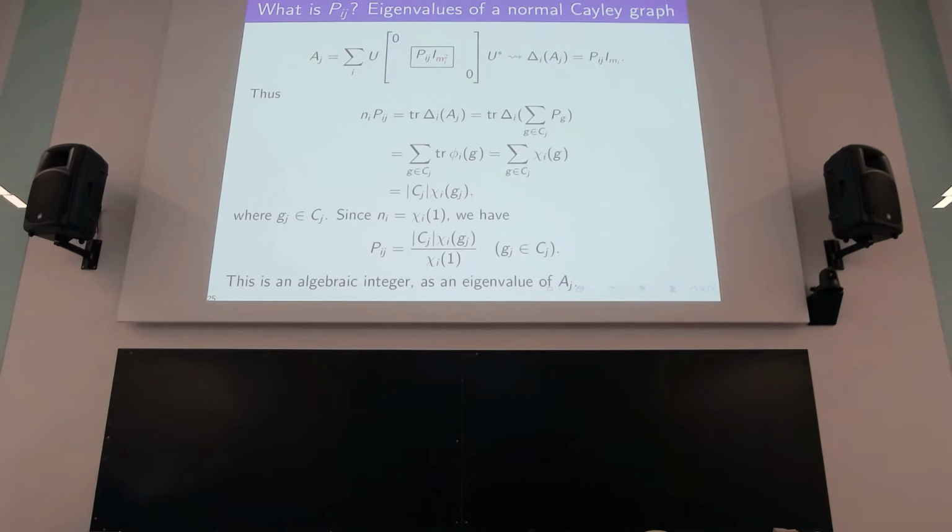So the left-hand side is indeed an algebraic integer. So if luckily this is a rational number, then it must be an integer. And this technique was used in Daniela Revin's talk to show that some Cayley graphs have integral spectrum.